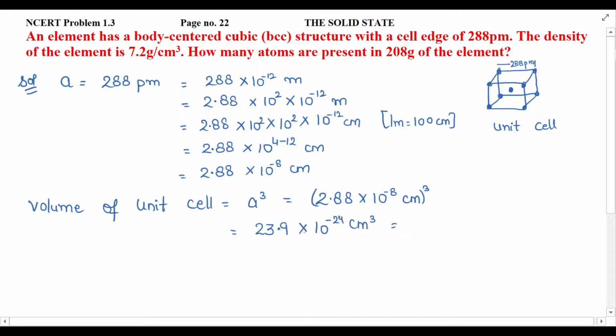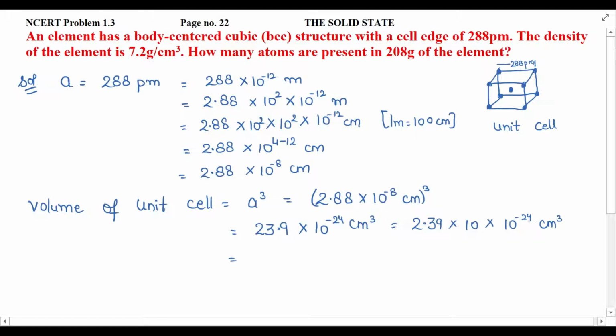Okay, now rearrange the value. If I'll displace this decimal from right to left, I'll have the power in plus. So 2.39 into 10 into 10 raised to power minus 24 centimeter cube. You can simply say that if you will multiply 2.39 with 10, you will get 23.9 again. Here I am having powers in multiplication, so what I'll do, I'll simply add them.